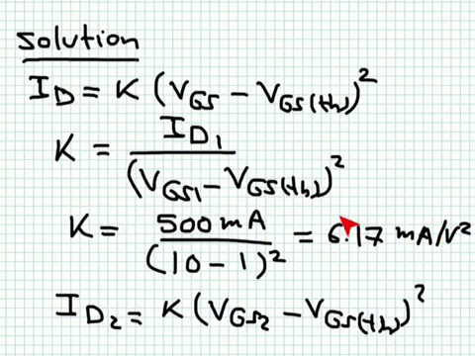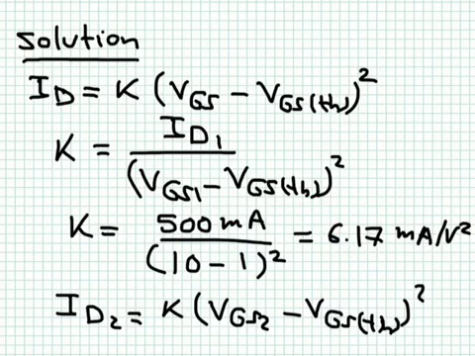These are the units of K. K has units of current per volt squared, because as you can see, it relates current to volt squared. And you can write it as milliampere per volt squared or as ampere per volt squared. You can write this one as 6.17 times 10 to the minus 3 if you want to.